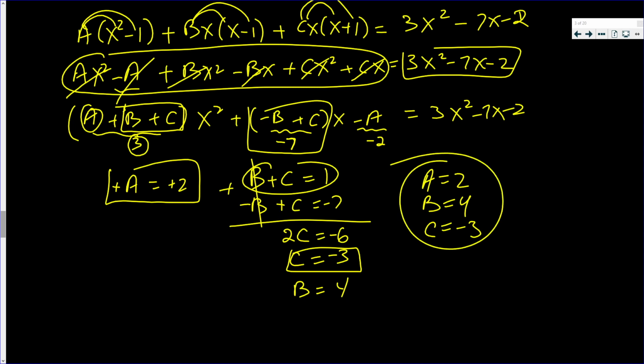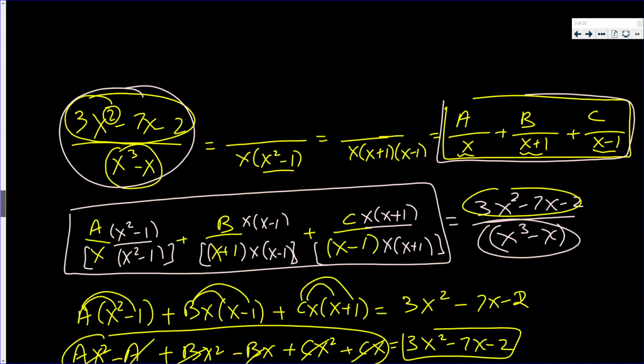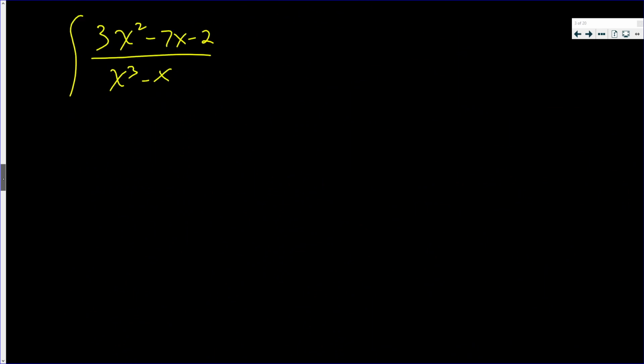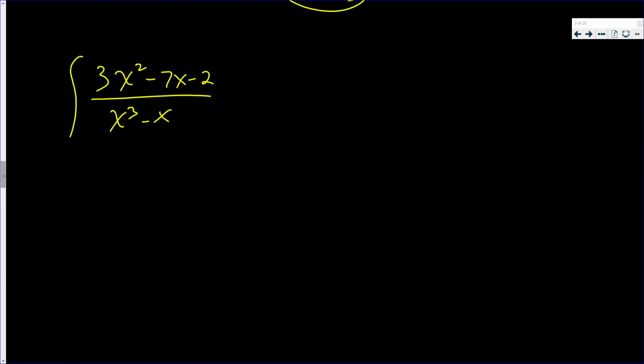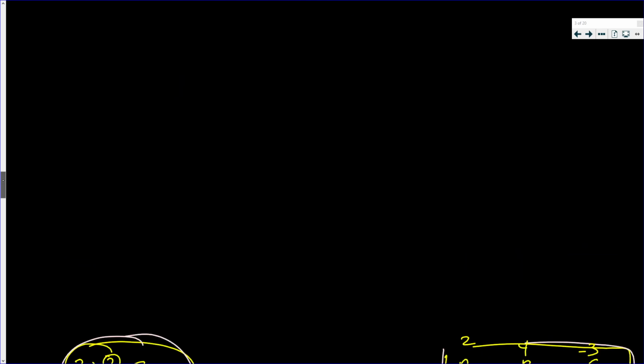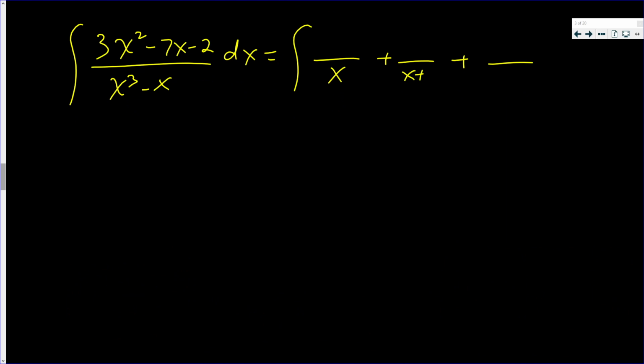2, 4, negative 3. Okay. So this integral was the integral of something over x plus something over, I don't remember the order, x plus 1, x minus 1.